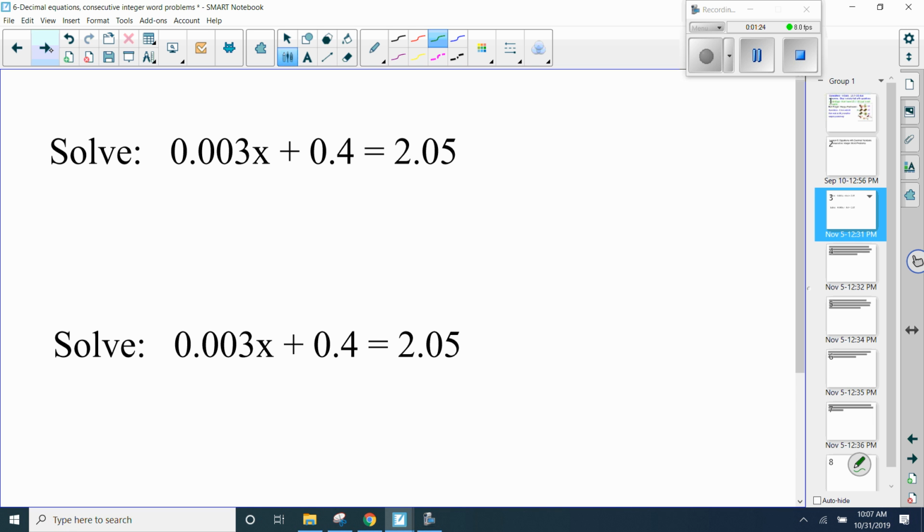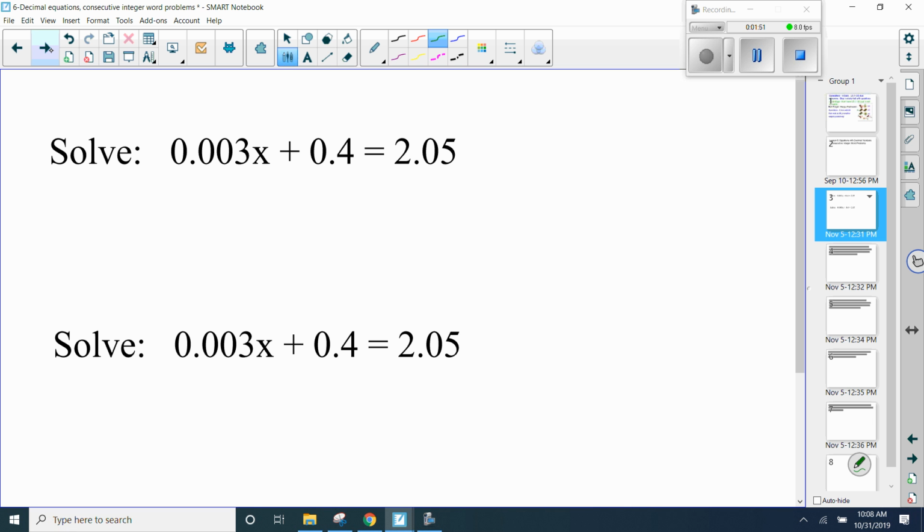So I could solve this problem the way that it is. But I don't like working with decimals, so we can eliminate them. In algebra, we know it's okay: what you do to one side of the equation, you have to do to the other side. So if I look at this, I want to get rid of the decimals.